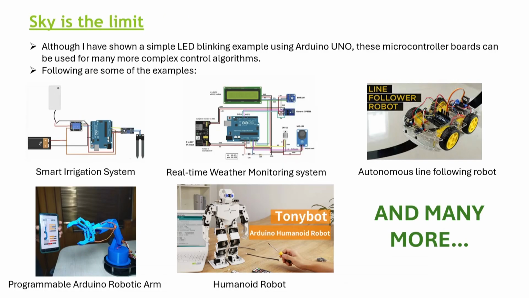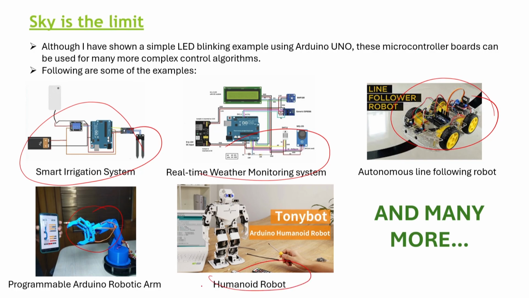Now, although we have shown a very simple one, really the sky is the limit for this work, because LED blinking is just the beginning. Very soon when you do it, you can actually use it for an autonomous line follower robot. You can use it for real time weather monitoring, for a smart irrigation system, a programmable Arduino robotic arm, a humanoid robot. Many applications people have developed on the basis of this Arduino Uno. And remember those 3 parts of the programming part of it.